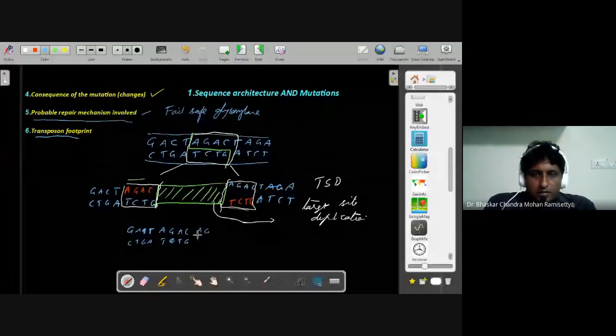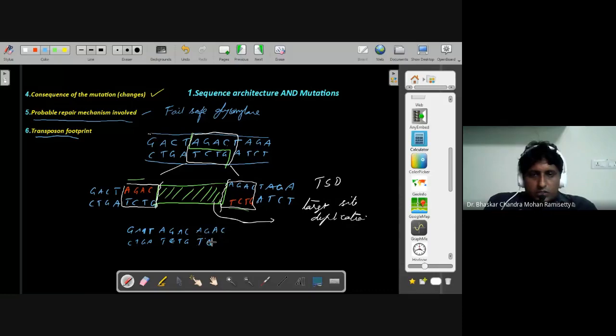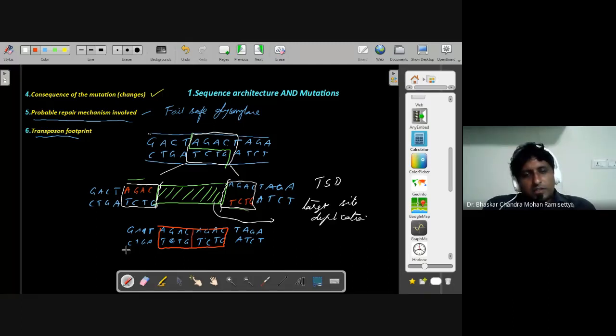I'm writing this part of it. AG, AC, TC, TCTG, and then TAGA, ATCT. Now, I hope you realize that now you have this chunk of DNA or this region represented twice. If you find a sequence like this, what does that say? That means it was a footprint of a transposon, right?